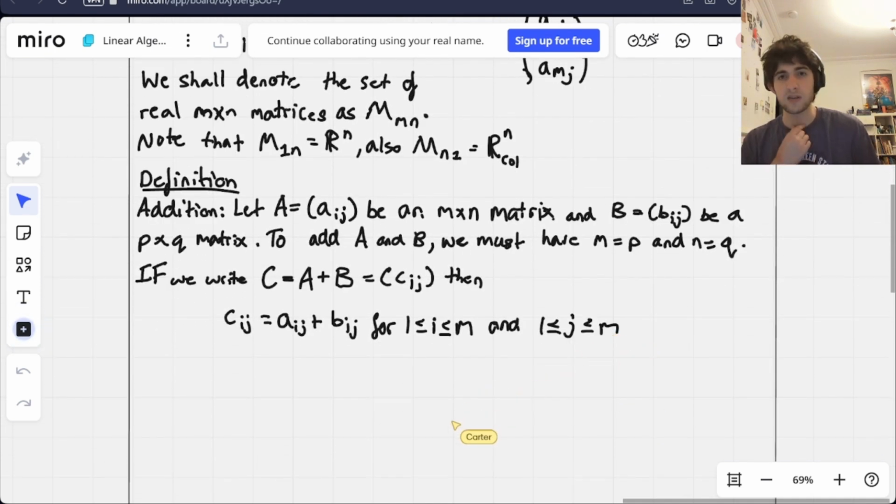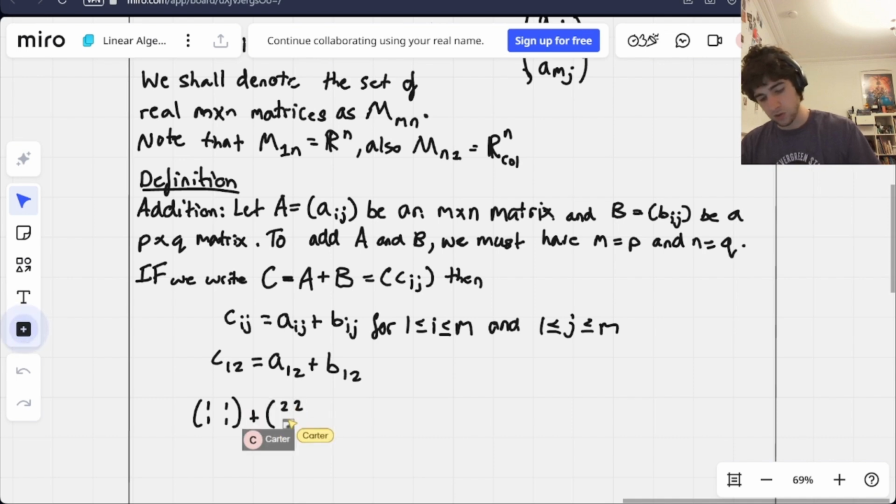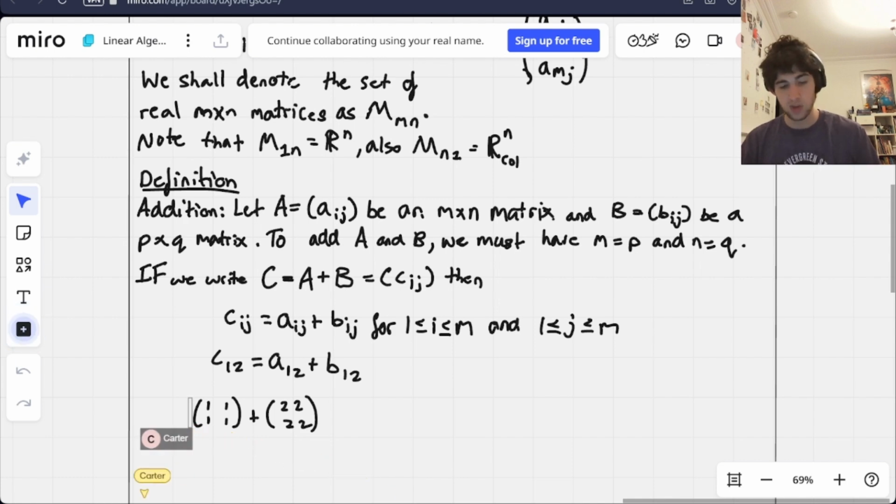I guess we can have a look at an example. So if I wanted to say what is my entry of C in the first row and second column going to be, that's just going to be my entry of A in the first row and second column, plus the entry of B in the first row and second column, right? So it could be something like this: 1, 1, 1, 1, plus 2, 2, 2, 2, right? These are two matrices, they have the same size, they're both 2 by 2, so we can add them, that's good. Now we want to find C12.